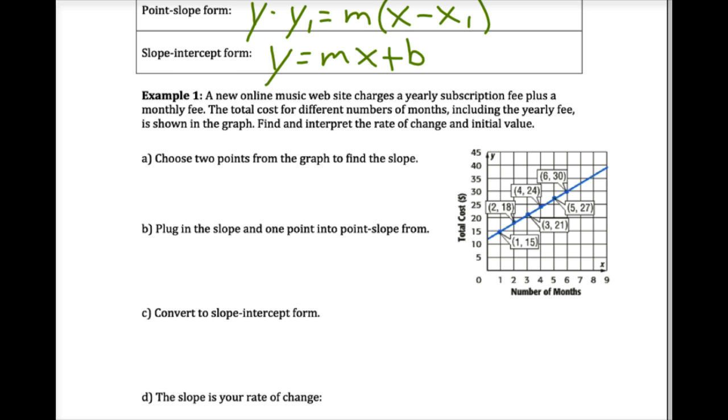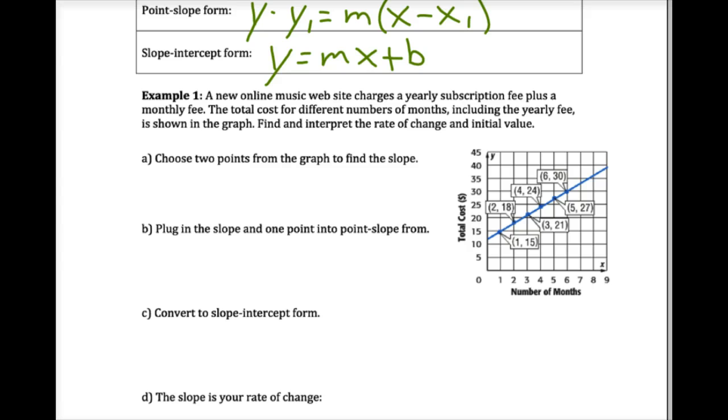This first problem is going to take us a little bit of time to get through, but you will be able to do this problem in like 30 seconds when you get to your homework. All right, a new online music website charges a yearly subscription fee plus a monthly fee. So you pay a certain amount for the year, and then a certain amount each month. The total cost for different numbers of months, including the yearly fee, is shown in the graph. Find and interpret the rate of change and the initial value.